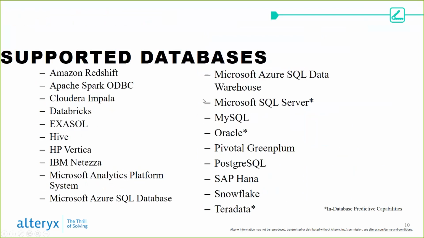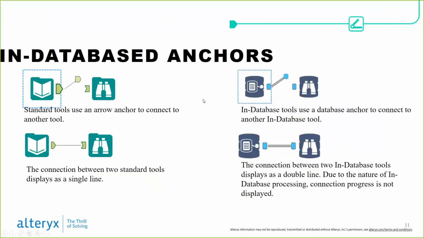Now you will notice that Microsoft SQL Server, Oracle, and Teradata have asterisks, meaning that we also have predictive capabilities inside of those. A lot of these will have analytical capabilities, but none of the predictive suite, whereas Microsoft SQL Server, Oracle, and Teradata could actually do that inside the database as well. So if you see yours on there, it's awesome. If not, we'd ask you to go to the ideas page on Community, where you can request or present an idea of what database might be helpful based on your background as well. Those are our supported databases for in-database processing.